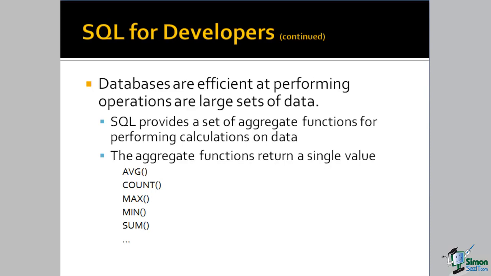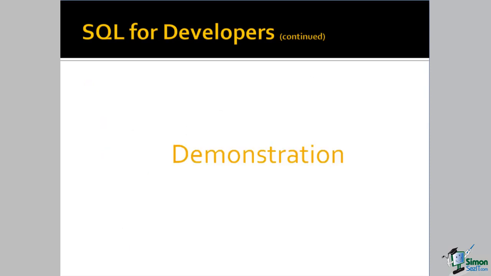So we can calculate the average of some set of data. We can count how many items are in some set of data, the maximum value, the minimum value. We can summarize the values in some set of data, and so on. These are referred to as the aggregate functions within the SQL programming language. So let's go look at some code.